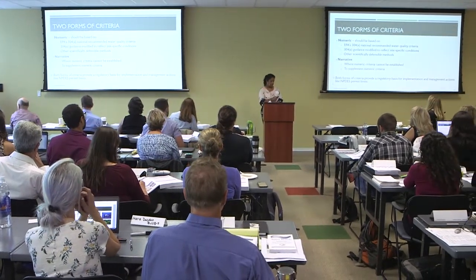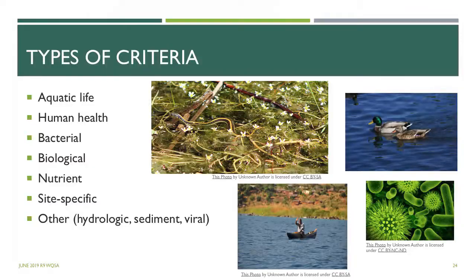All right. Oh, here it was. Okay, so types of criteria. There's a whole lot of different criteria you can have: aquatic life, human health, bacterial, biological, nutrient, site-specific, anything that you can come up with, really. There's nothing prohibiting anybody from coming up with their own type of criteria.